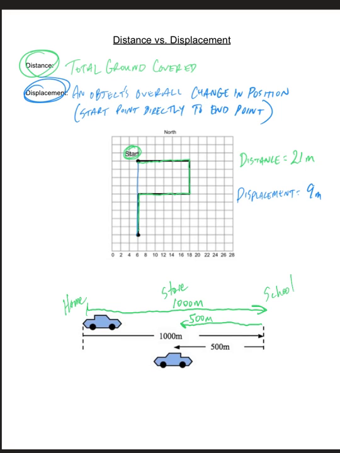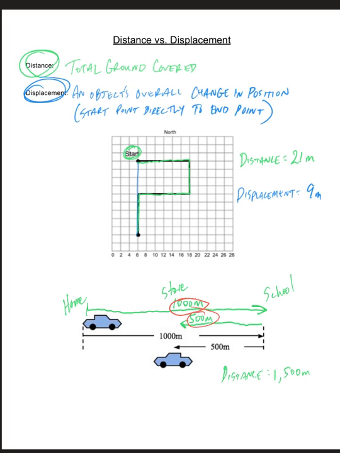So if we were to calculate the distance, it would be the total ground covered. That would be the 1,000 meters that it drove to school and the 500 meters that it drove to the store, giving us a total of 1,500 meters.